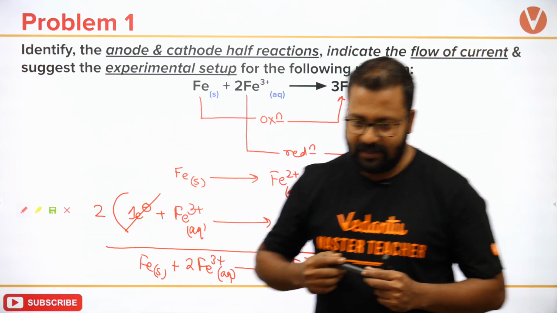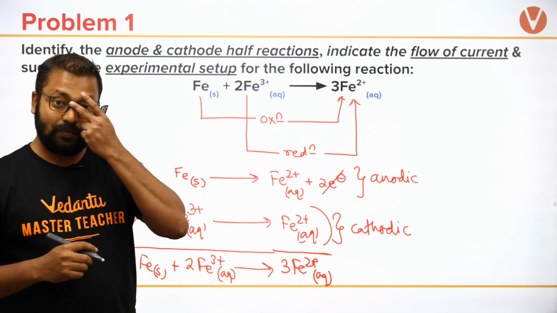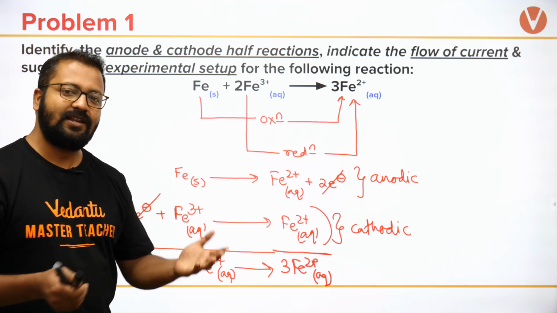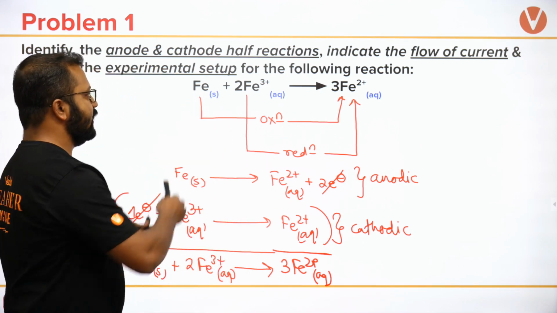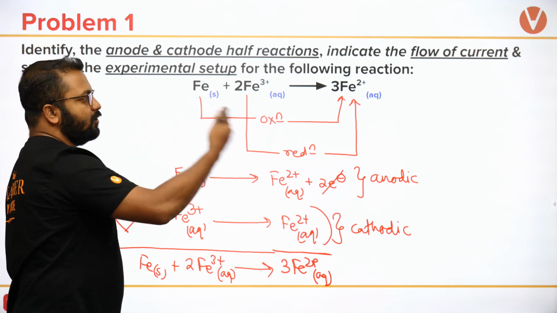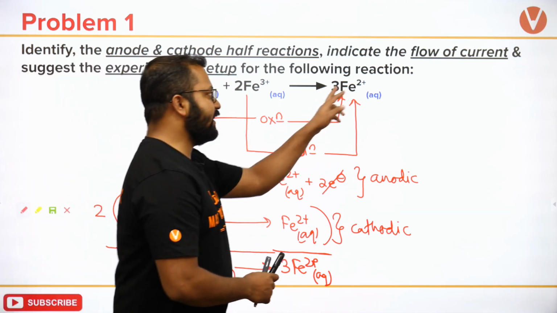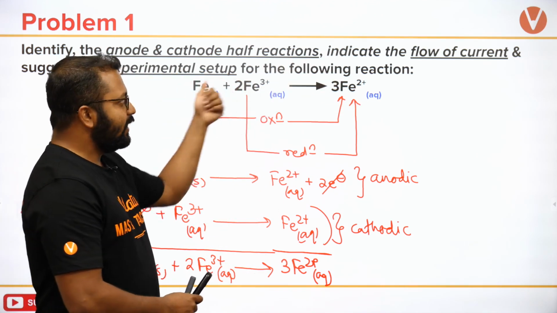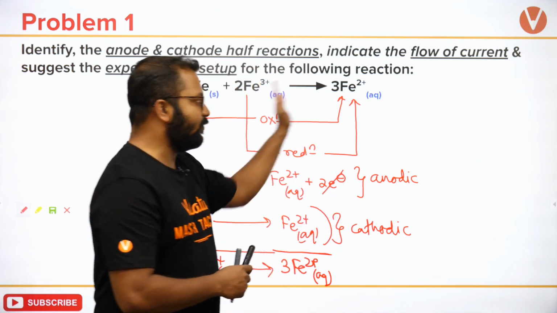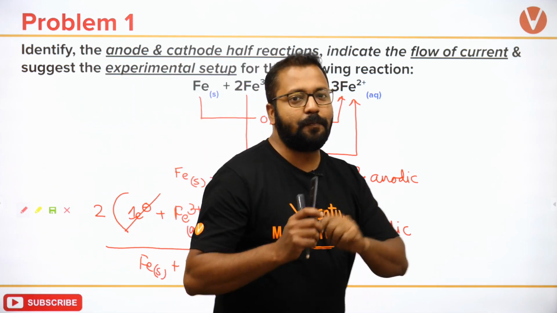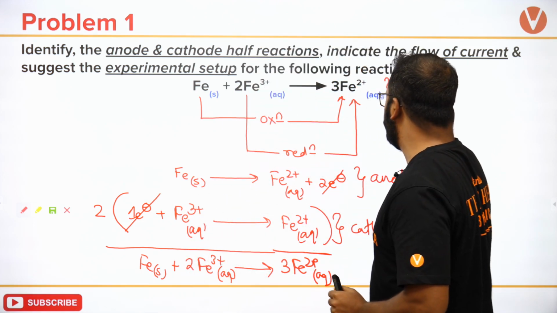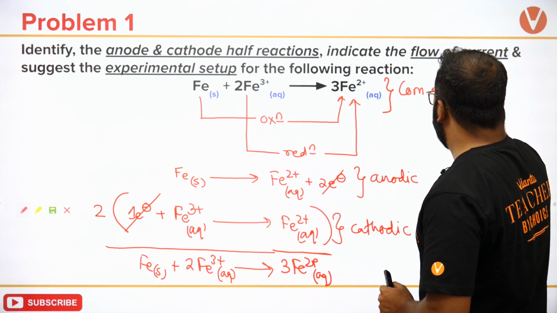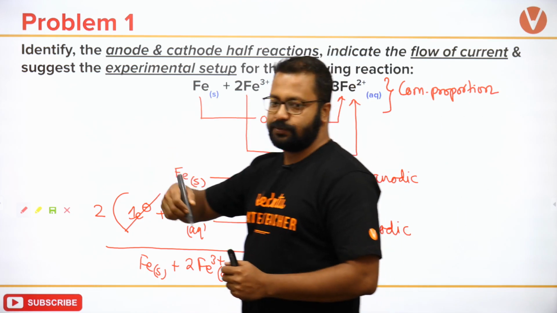Is it a disproportionation? No, it's not a disproportionation. If it were a disproportionation, the same species would get simultaneously oxidized and reduced. I can say that in the backward direction it will be disproportionation, but not forward. The forward reaction is comproportionation. If you are asked what kind of reaction this is, it is comproportionation. The backward reaction is disproportionation.